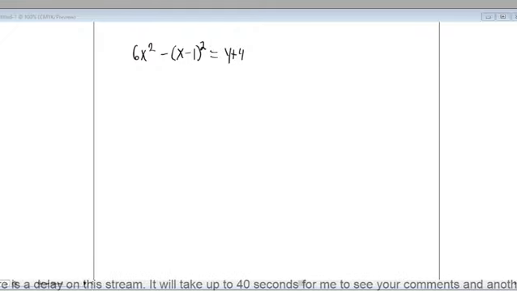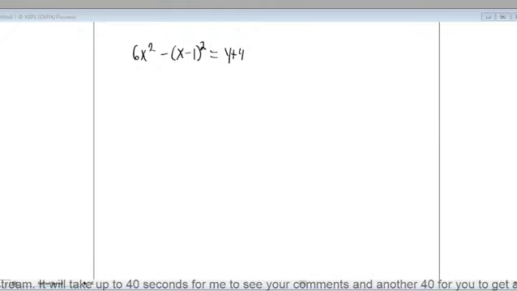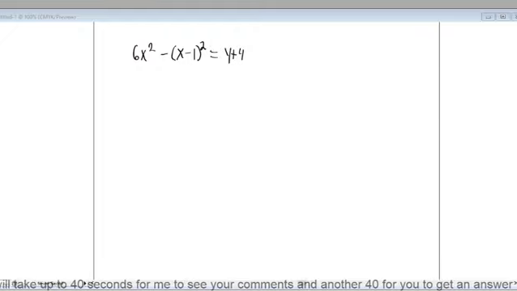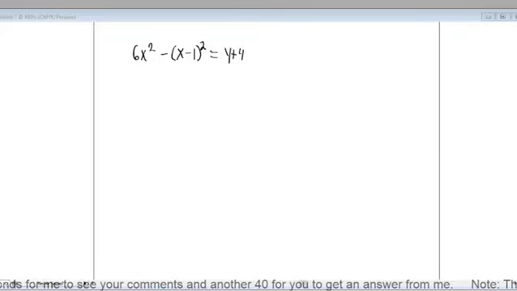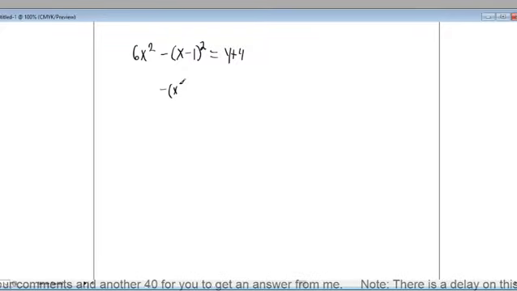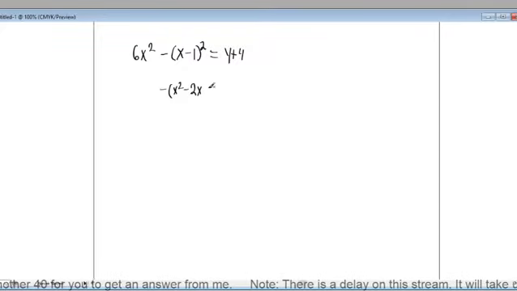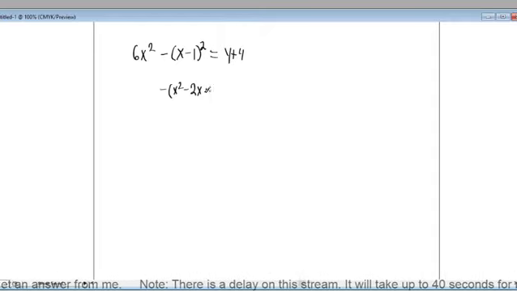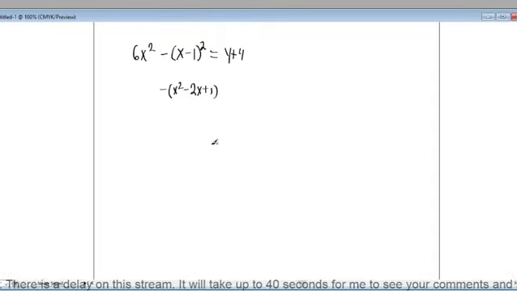Okay, once again, we have a binomial squared, so we're going to need to go ahead and figure out what that's going to give us. Okay, so let's see. It'll be x squared minus 2x plus 1. Then drop everything else down.